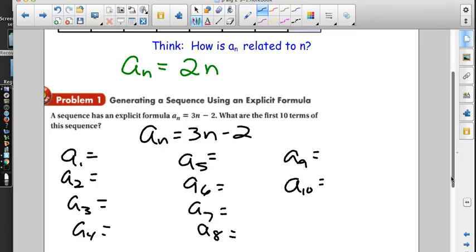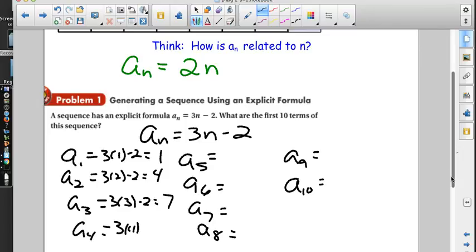This formula was built explicitly. That means if we want the first term, we're going to take 1 and put it right here and see what we get. So 3 times 1 minus 2, and we get 1. Then we go down to the second term, and that'll be 3 times 2 minus 2. That's going to be 4. 3 times 3 minus 2, 7. 3 times 4 minus 2 is 10.